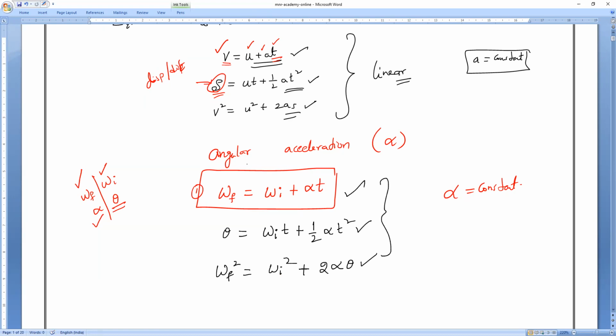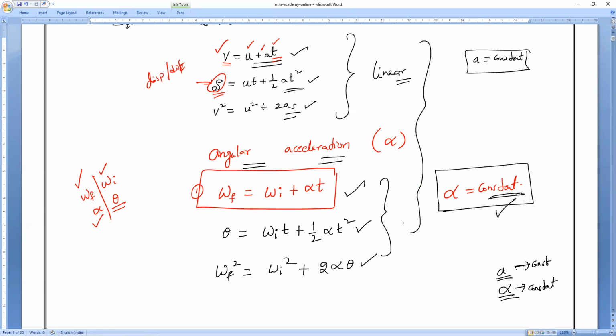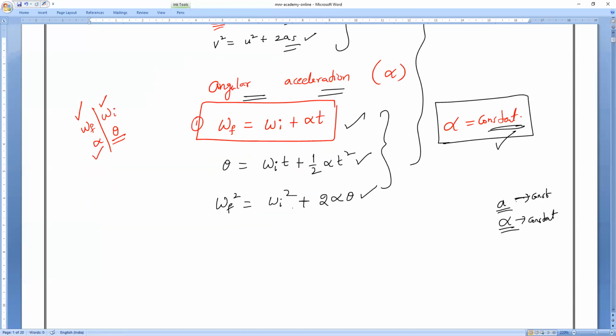So these are the three equations of motion for angular acceleration. But this alpha, angular acceleration, must remain constant. All of you remember, if the linear acceleration a is constant, as well as the angular acceleration alpha is constant, then all these equations are valid. But these equations are not always true.